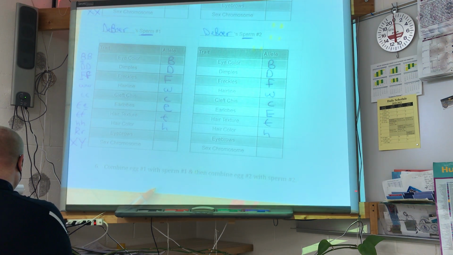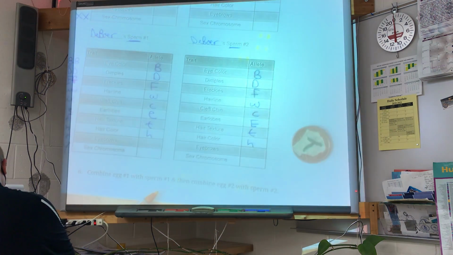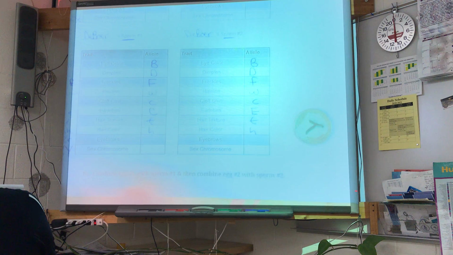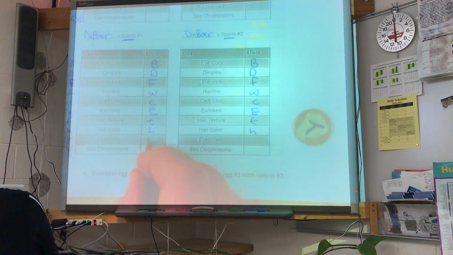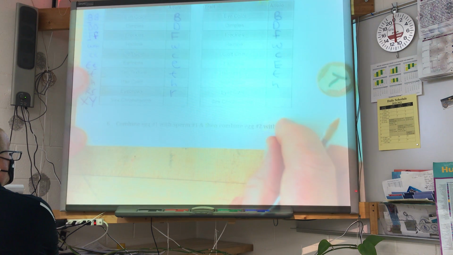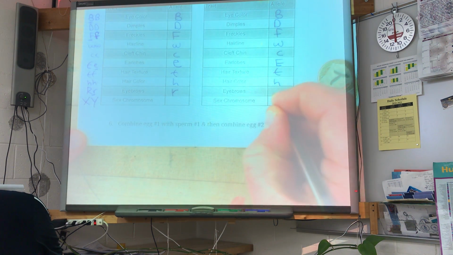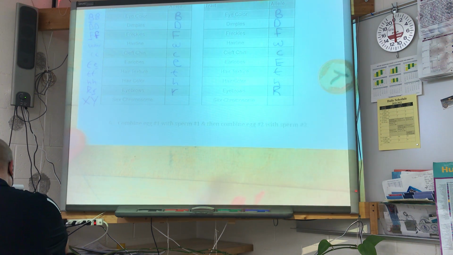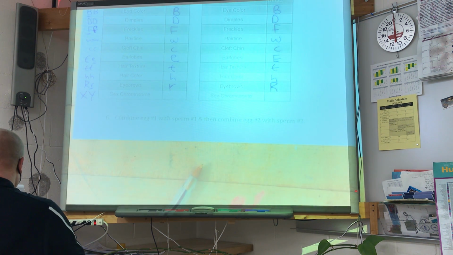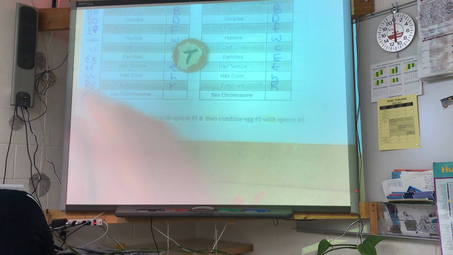He flips it again. It was tails, so the second allele, a lowercase r, goes there, and the big R goes there. Then for the sex chromosome, we flip it again. Tails, so that means the Y chromosome is going to go there.